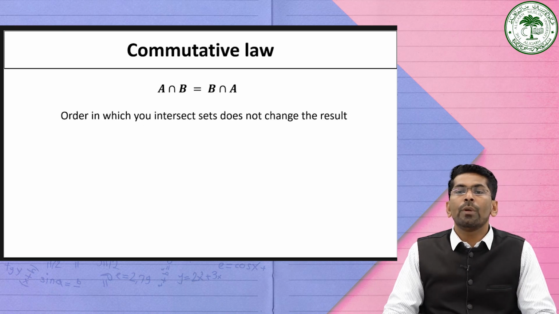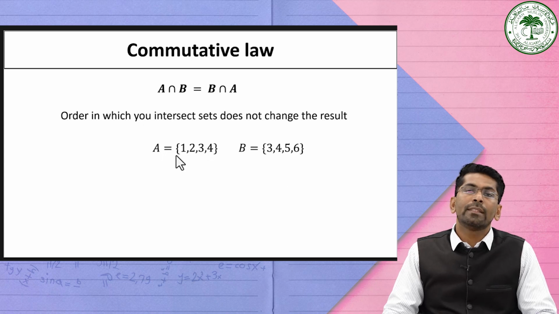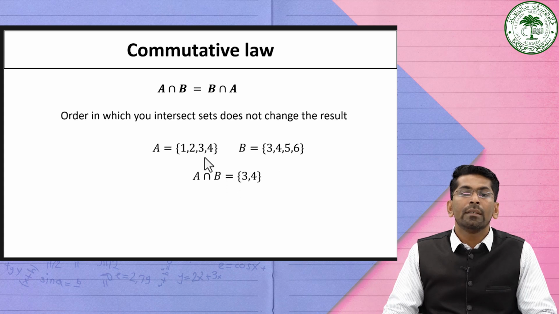We can prove the commutative property of set intersection by using an example. Set A is equal to {1, 2, 3, 4} and set B is equal to {3, 4, 5, 6}. Now let us find A intersection B, that is all elements that are common in both set A and set B. Here A intersection B is {3, 4}.